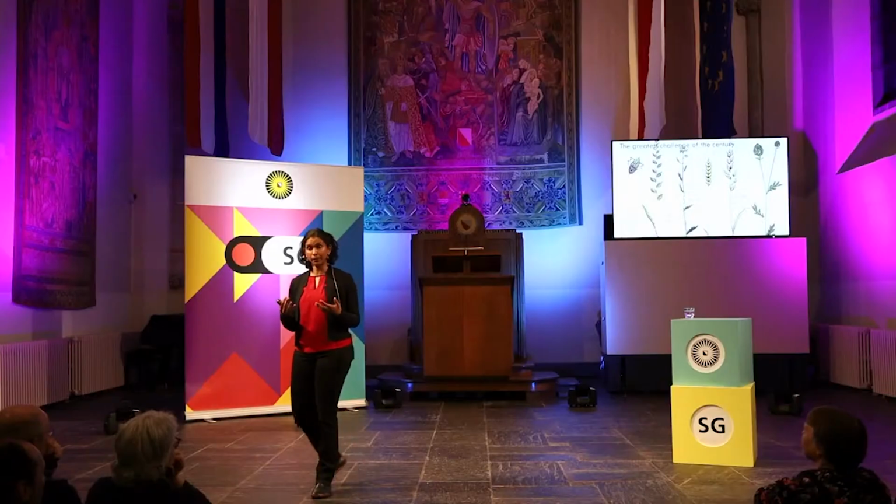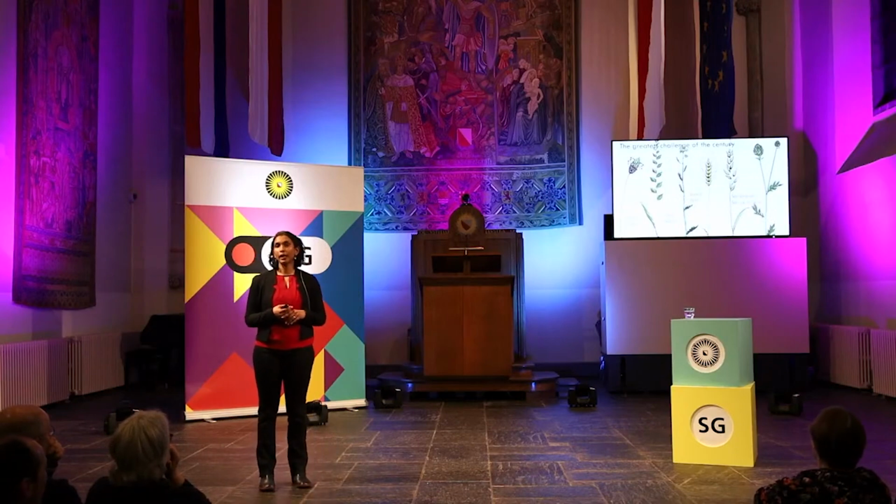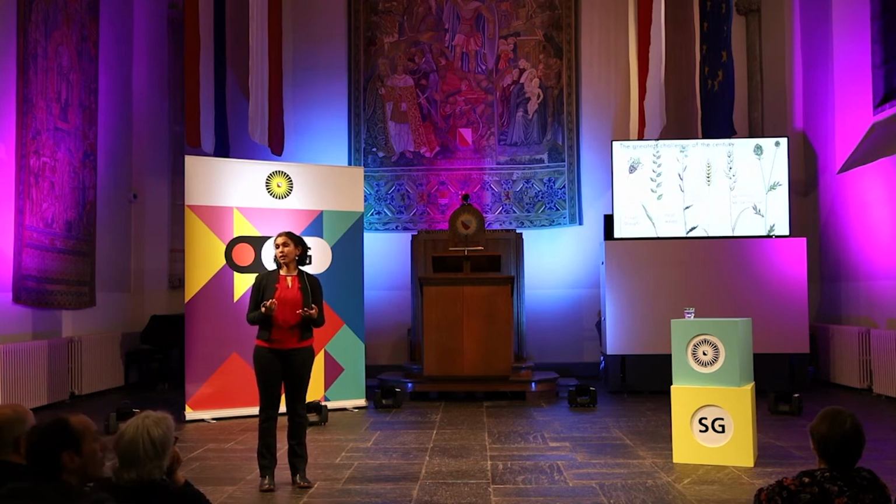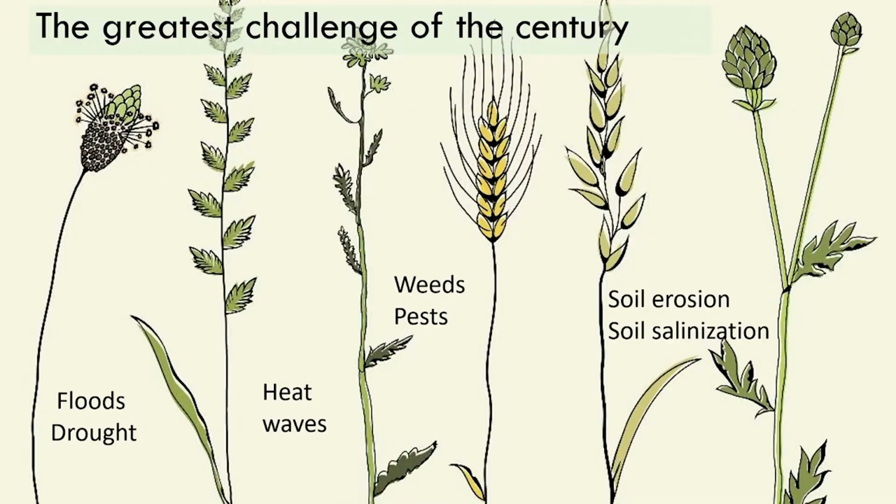So we find ourselves at a point where we need even more productive crops because human population is only going up and up. But at the same time, we have the backdrop of climate change. So we basically want crops that do everything, as you can see on this slide, but with minimal input. For this reason, this has been called the greatest challenge of the century. So how do we actually address this challenge?